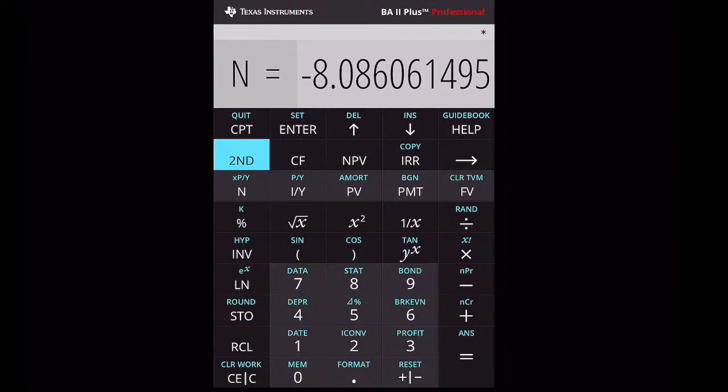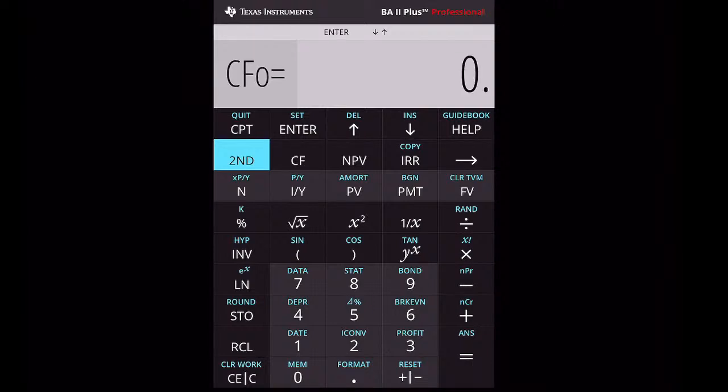Okay, so CF. And then we put in 1100 negative, enter, down. Oh, there was something in there already. Oh, we have to clear. Let's clear CF first. So CF, and then we say second, clear work to clear the worksheet. Okay, so now we use 1100 negative, enter. That's the initial outlay.